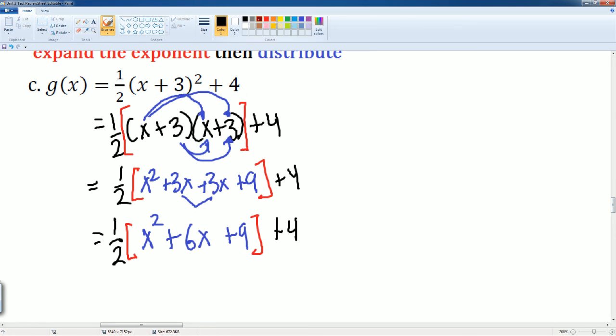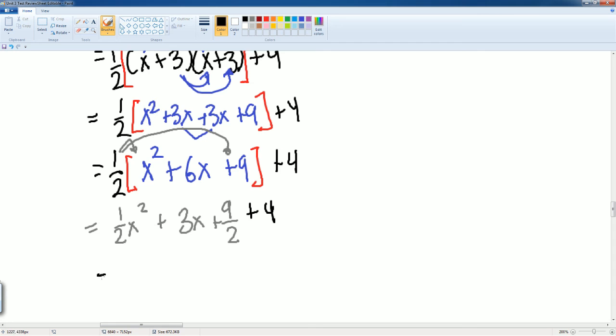Now I'm going to distribute. So the 1/2 times x squared gets you 1/2 x squared. The 1/2 times the 6x will get you 6 divided by 2, or you can just write 3x. Then you have a 1/2 times 9, which is 9 over 2. Then you have a plus 4. There are some like terms you can add. Nothing happens to the 1/2 x squared. Nothing happens to 3x. You can now do the 9 divided by 2 plus 4.